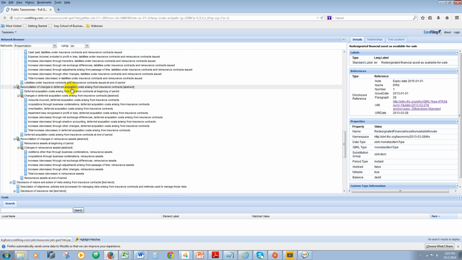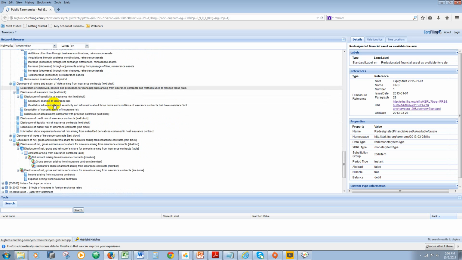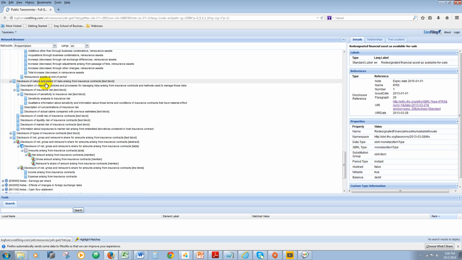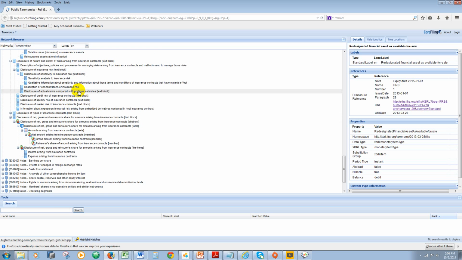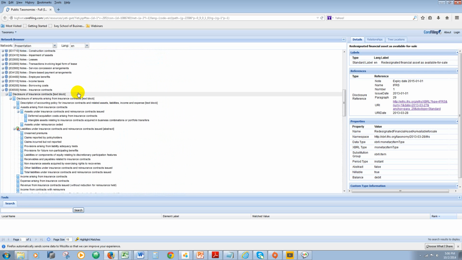And then we find reconciliation of changes in deferred acquisition costs arising from insurance contracts. So this is the opening balance, like the deferred acquisition costs arising from insurance contracts at beginning of the period, and deferred acquisition costs arising from insurance contracts at the end of the period, and these are the reasons for the changes in these two balances. And then we find reconciliation of changes in reinsurance assets. So this is the opening balance, reinsurance assets at beginning of the period, reinsurance assets at the end of the period, and these are the reasons for the changes in these two balances. And then we find disclosure of nature and extent of risks arising from insurance contracts, and these are all the elements. So this is pretty much the IFRS taxonomy, which deals with IFRS 4 insurance contracts.